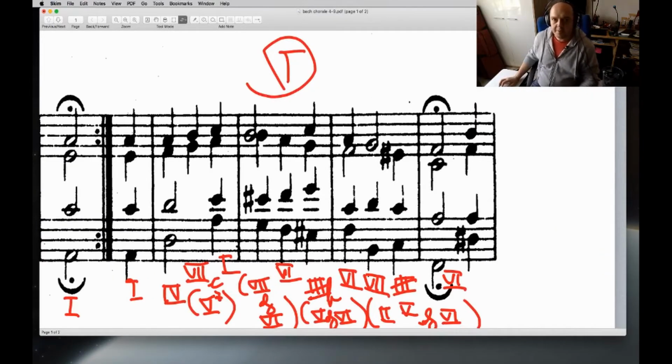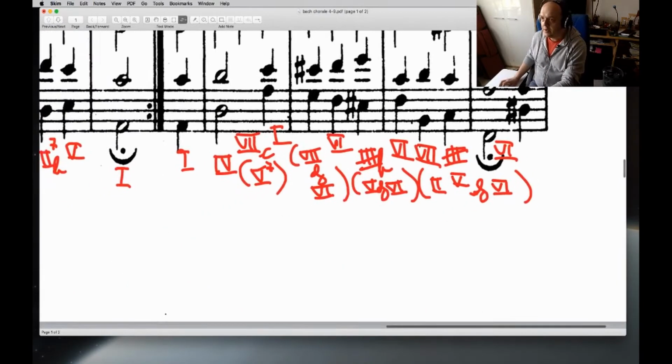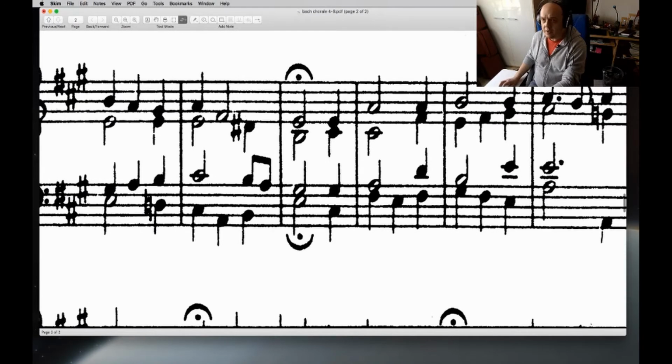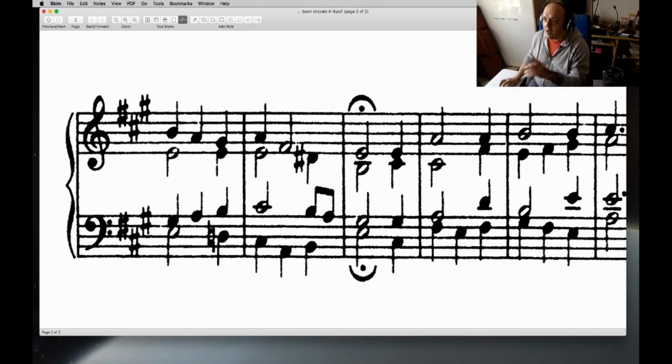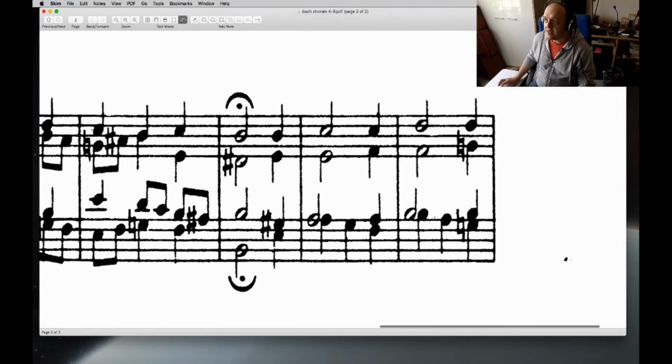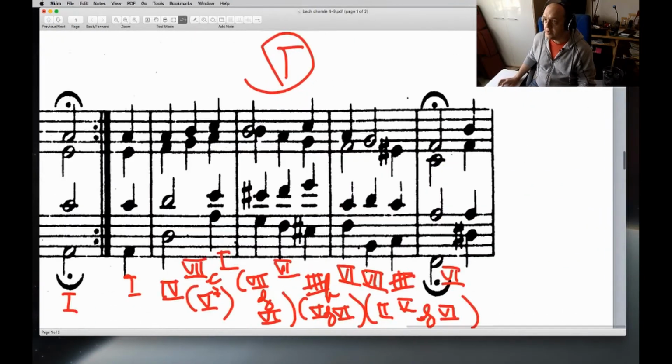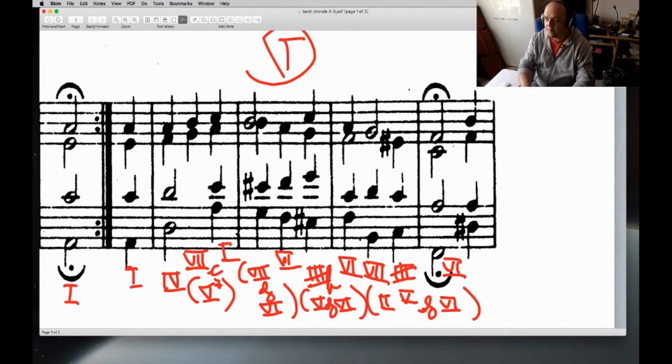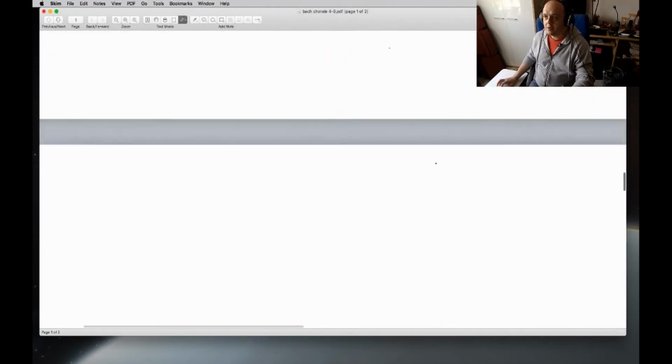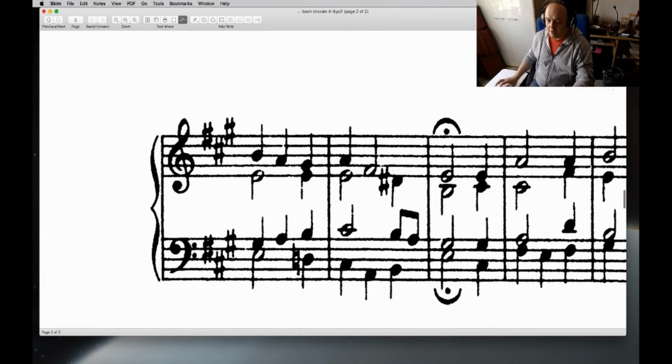Okay, next phrase. I'm gonna have to do a bit of scrolling with my right hand. So next phrase starts with a B. Okay, so this phrase goes to the dominant. Now harmonization. Okay, I'm gonna remember that chord. I'm gonna play from here.